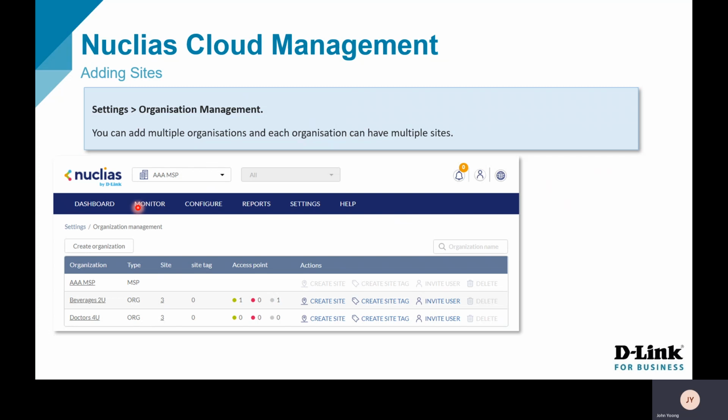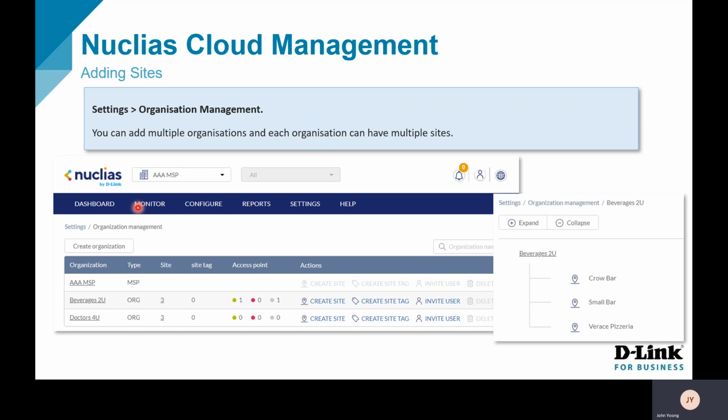You can create one organization with multiple sites tied to it. For example, McDonald's, you can create multiple locations. For example, one area maybe Jurong East, the other area maybe Tampines. So you can create multiple organizations and multiple sites.